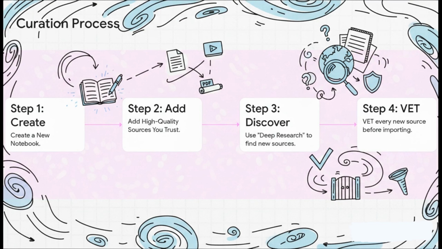So the process itself seems simple, right? You make a new notebook, you add your sources, links, files, whatever. But the key word here, the most important word, is curate. I'm serious. Don't just dump a bunch of random Google search results in there. You need to add high-quality sources that you actually trust. Think about it. Garbage in, garbage out. High quality in, that's where you get the magic.